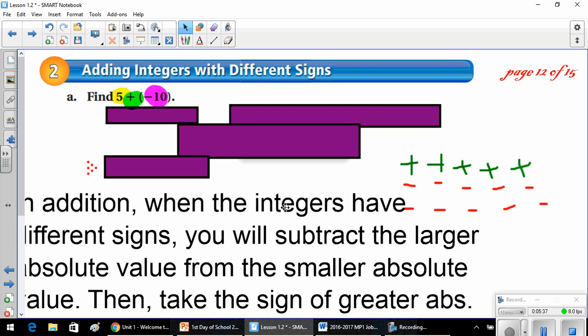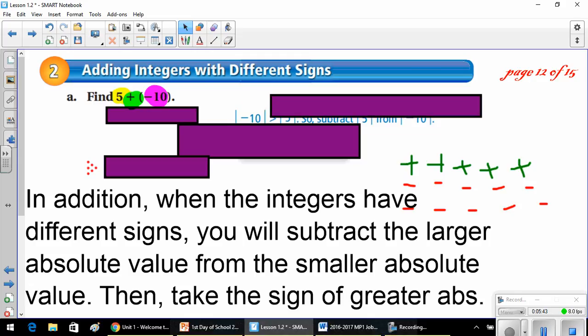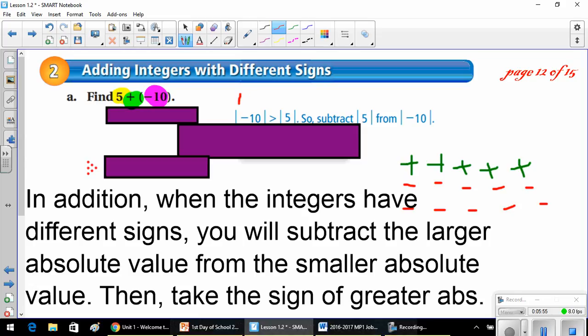Some of you may be sitting there saying, okay, what does all of that mean? So what I'm going to do is, since the signs are different, I'm going to take the absolute value of negative 10 and the absolute value of 5. The absolute value of negative 10 is 10, and the absolute value of 5 is 5. So I'm going to take the bigger number 10 and subtract 5 from it. So 10 minus 5 is 5.